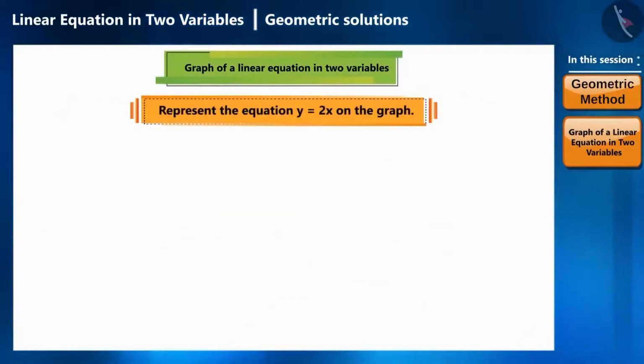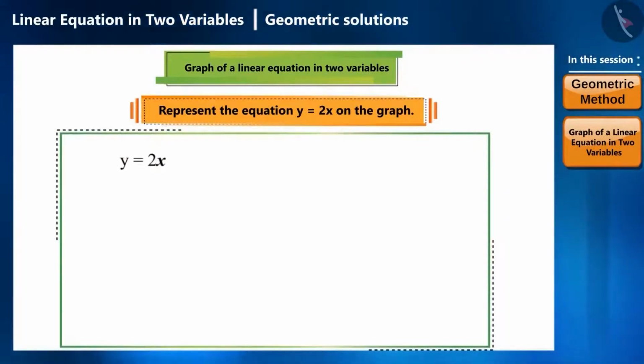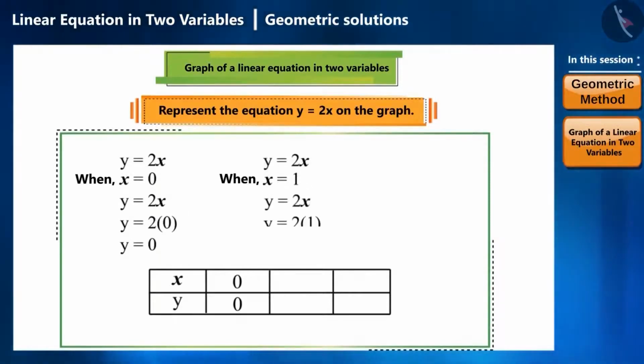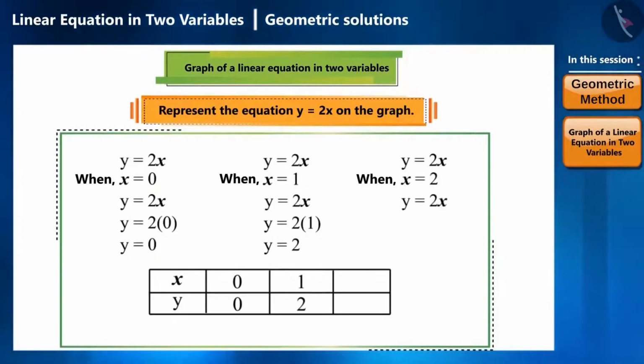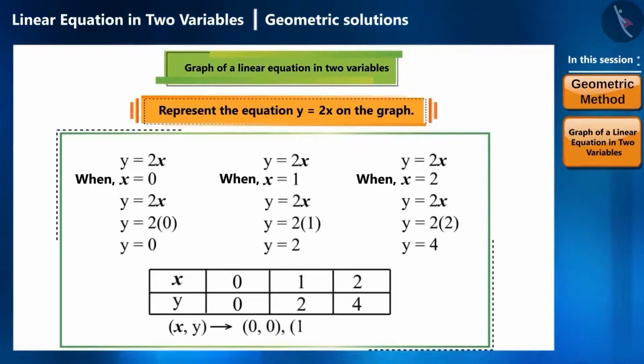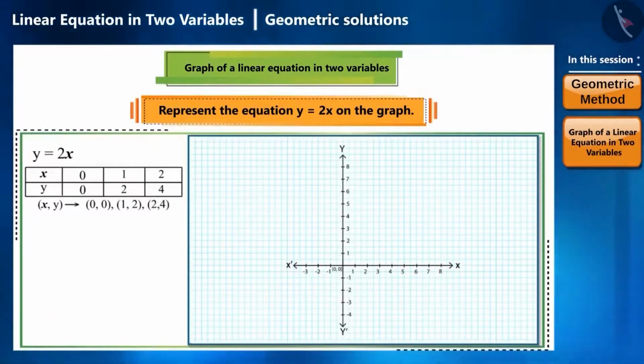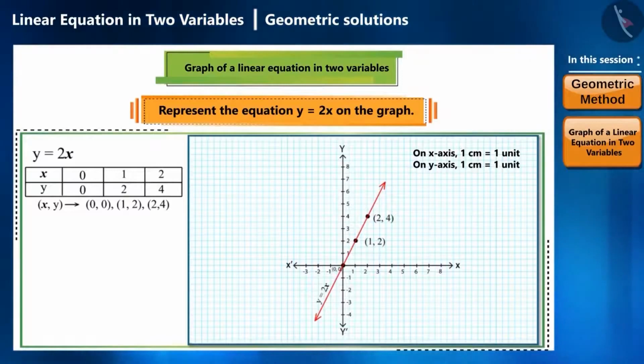Let's see another example. Represent the given equation on the graph: y is equal to 2x. First, let's find the coordinate points. We got the points (0, 0), (1, 2) and (2, 4). Let's represent them now on a graph. First, we will draw the x and y axis and mark the correct units. Now we will plot the points, and draw a line connecting these points.